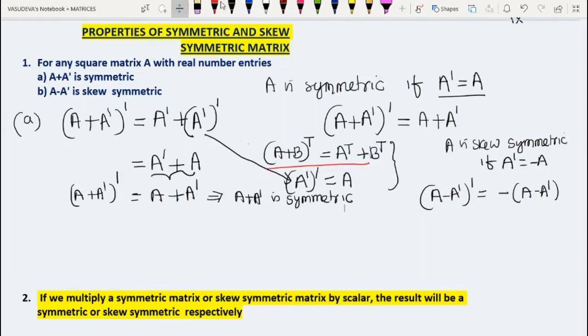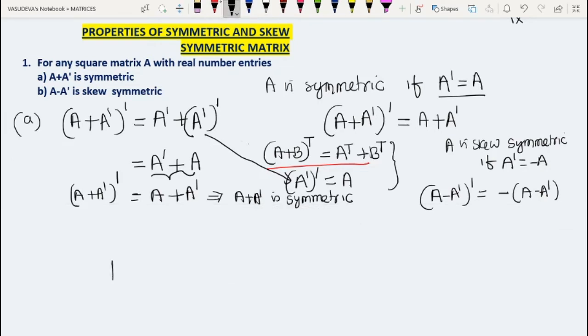Now consider the second property. Here, if we take A plus A dash, A plus A dash is symmetric, we have shown. Now we have to show that A minus A dash is skew symmetric. That means we have to show that (A minus A dash) whole dash is equal to minus of (A minus A dash). So this concept we have to show.